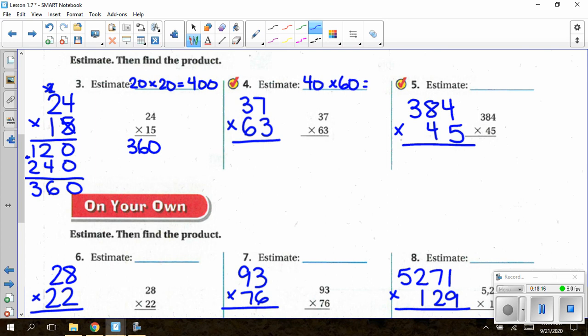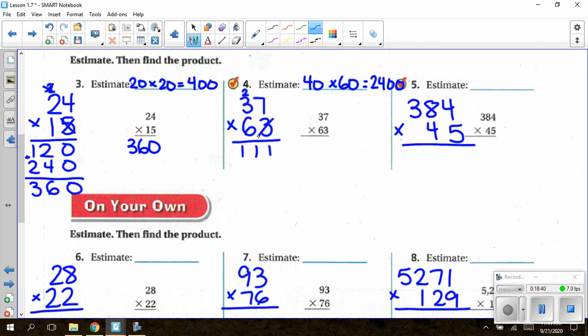4 times 6 is 24, and then I need to add 2 zeros behind that from both factors. So now I'm going to multiply the 3 out from the 63. 3 times 7 is 21. Drop the 1, regroup the 2. 3 times 3 is 9, plus 2 is 11. So my first partial product is 111.